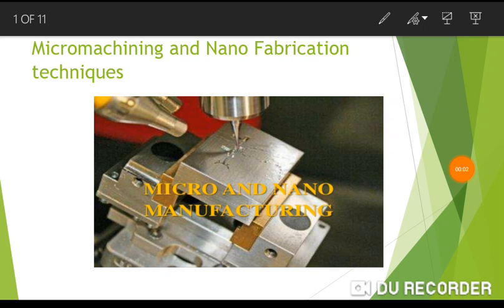Hello, today we are going to talk about micro machining and nano fabrication techniques. Well, the words micro and nano are very familiar to all the industrial people or technical people in manufacturing because of their importance in the manufacturing process.